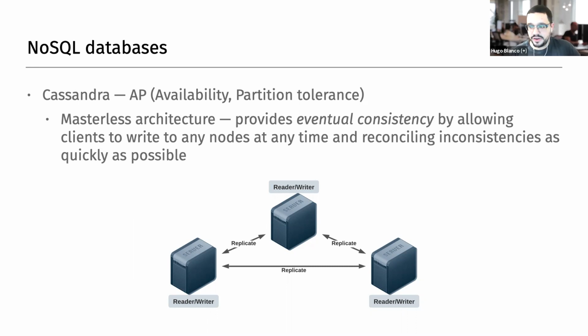But I have eventual consistency, because when I write to server A, I have to replicate the data to server B and C. And if I'm writing simultaneously to A, B, and C, it will take some time to replicate to the other nodes, basically.